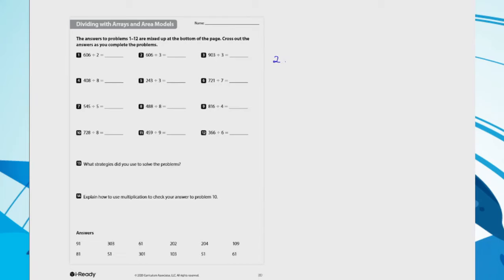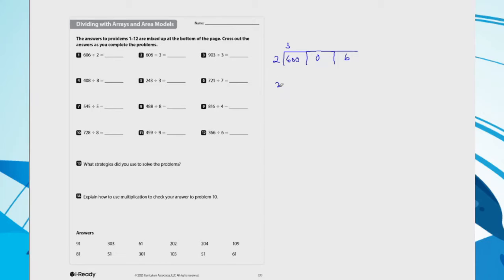We know we're dividing 606 by 2, so within an area model, each of our place values needs to be represented. It looks like there's 6 hundreds. There are 0 tens, and we have 6 ones. So now we can work by place value to see how many times 2 goes into each of these numbers. Taking a look at this first place, we know 2 goes into 6 3 times, because we have 2, 4, 6. We skip counted 1, 2, 3 times.